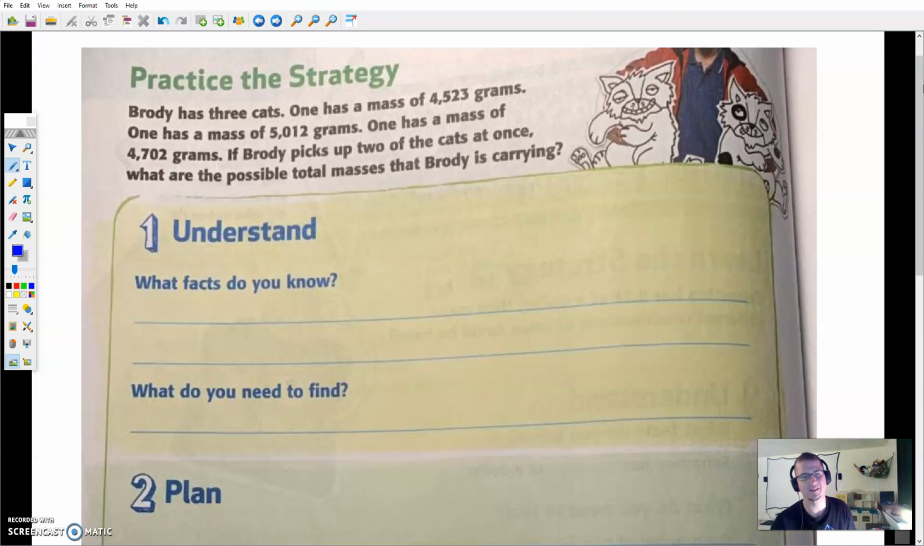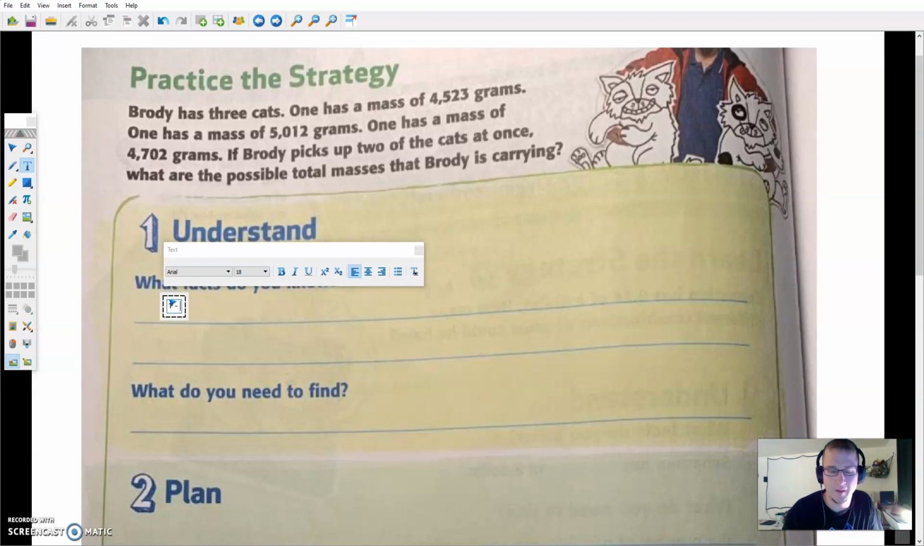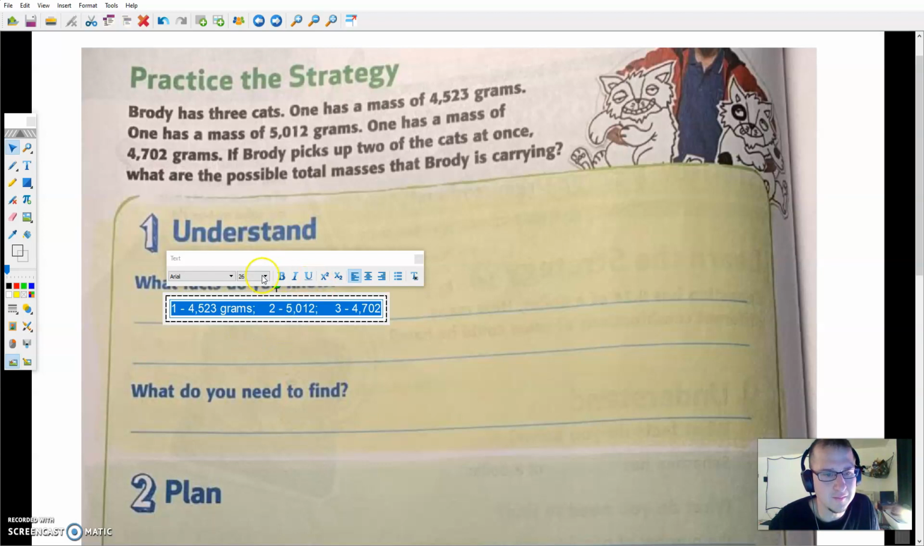So we have 3 cats, and we're going to do this through an organized list. What do we know? Well, I'm going to go ahead and type these in because it'll make it a little bit quicker. Cat number 1 is 4,523 grams. We know that cat number 2 is 5,012 grams. And we know that cat number 3 is 4,702 grams. Let's make that just a little bit bigger there for you.